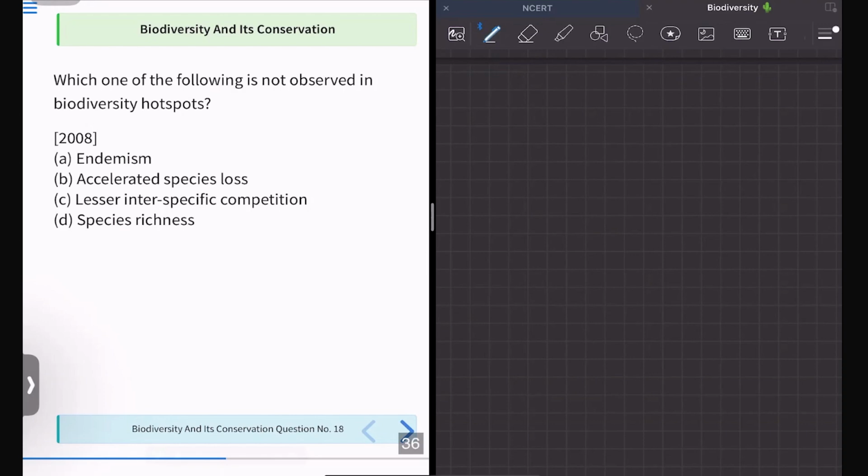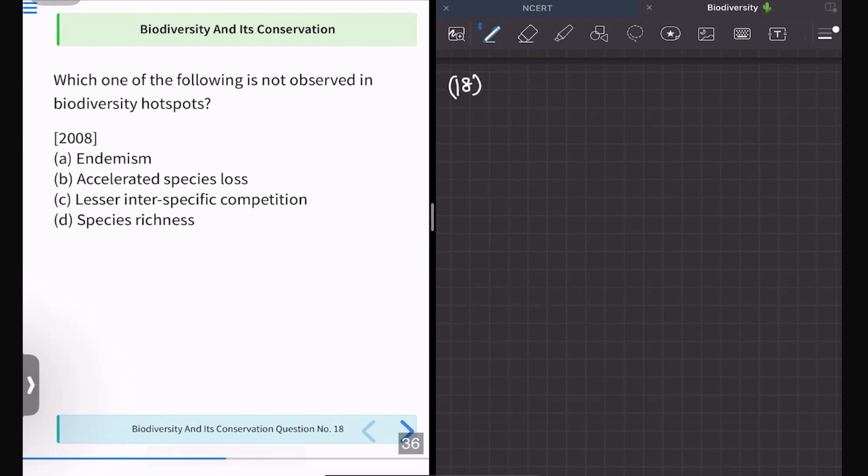So in this session also, we are going to try to understand few concepts. I will make sure that I am able to deliver to you these concepts in a very easy manner. So let us start with this question and see what this question is presenting to us. In question number 18, the question is, which one of the following is not observed in the biodiversity hotspot?